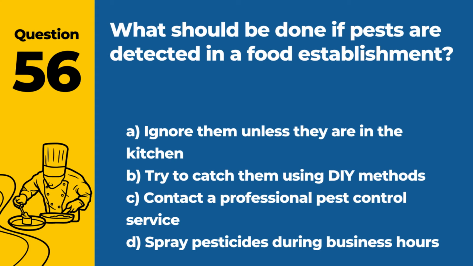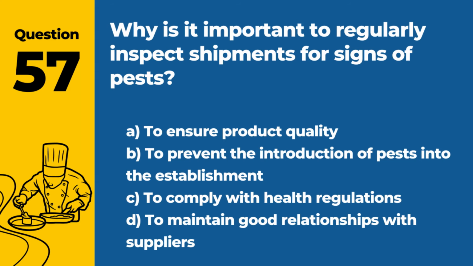A. Ignore them unless they are in the kitchen. B. Try to catch them using DIY methods. C. Contact a professional pest control service. D. Spray pesticides during business hours. Answer. C. Contact a professional pest control service. If pests are detected, it is important to contact a professional pest control service to safely and effectively deal with the problem. Question 57. Why is it important to regularly inspect shipments for signs of pests?